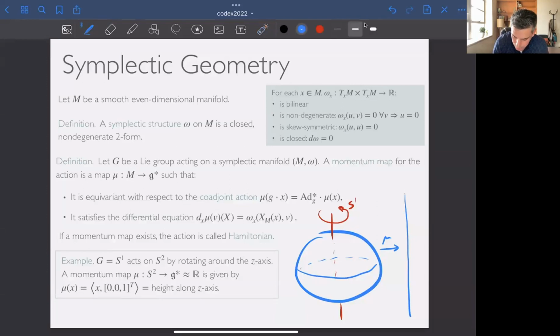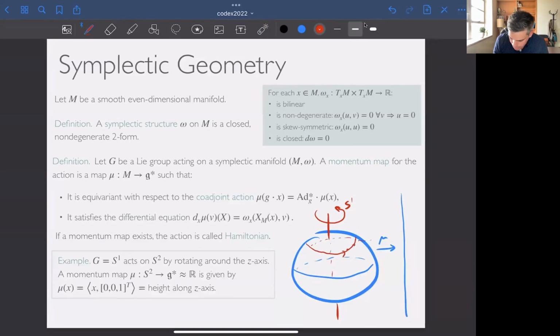It's telling us that I stick a point here, and then the orbit of the S1 action is like rotating around like this, of course. That is constant height, right? So the intuition is that momentum maps pick out conserved quantities of your Lie group action. That's just intuitively how I'm always thinking of momentum maps, and that's really why it's called momentum. This all comes from classical mechanics.